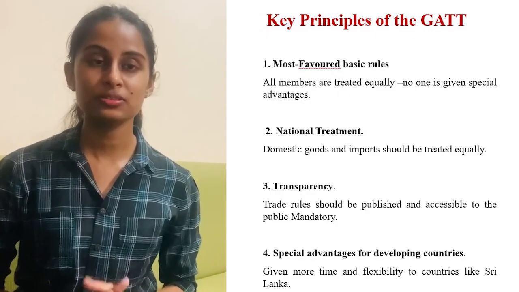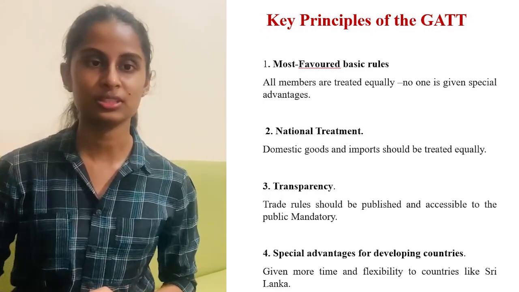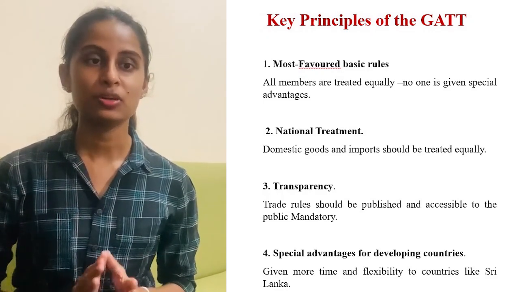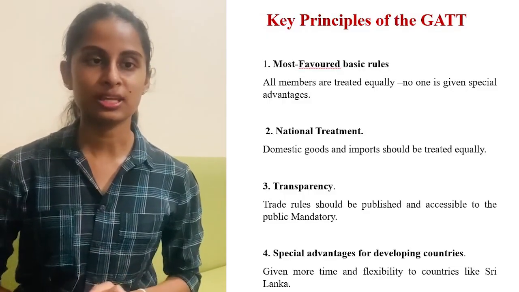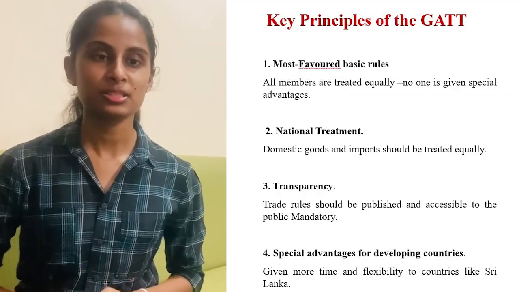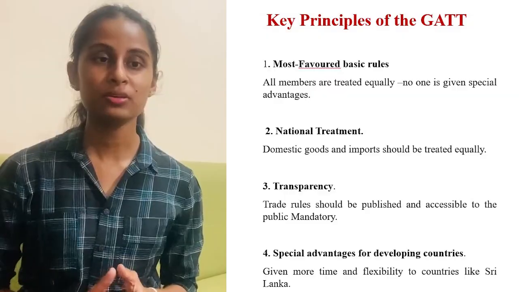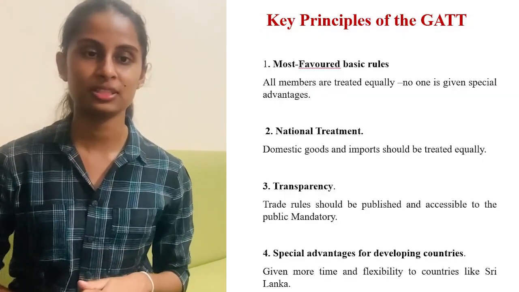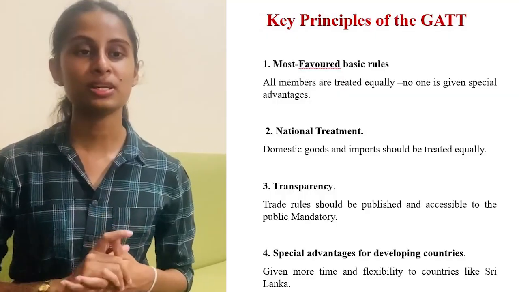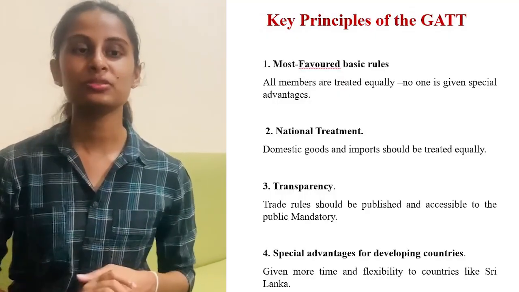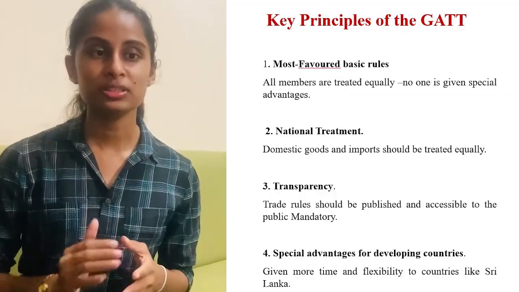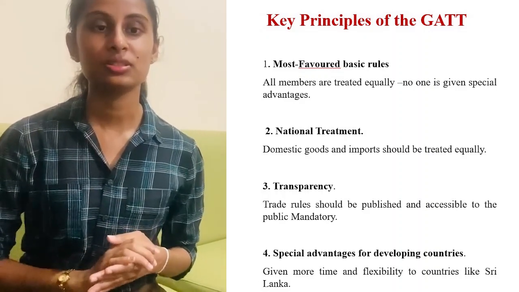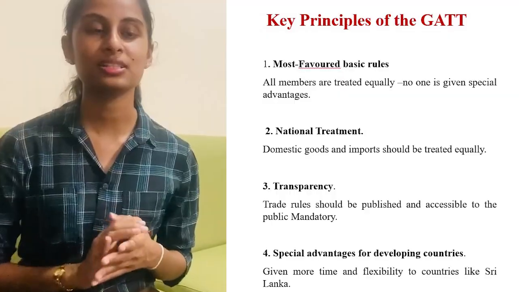It has several basic rules or principles. First one is most favored nation. It means all members are treated equally. No one is given special advantages. Second one is national treatment. It means domestic goods and imports should be treated equally. Next, transparency. Transparency means trade rules should be published and accessible to the public. And next, special advantages for developing countries, given more time and flexibility to countries like Sri Lanka. Finally, GATT also provides an opportunity to resolve issues through peaceful discussions. Today, the principles of the GATT agreement are still alive in the WTO. Thank you.